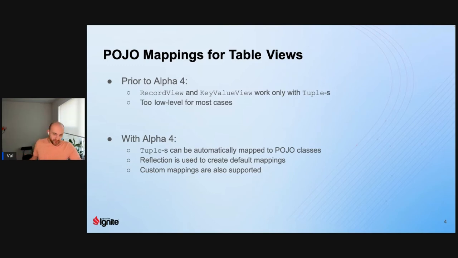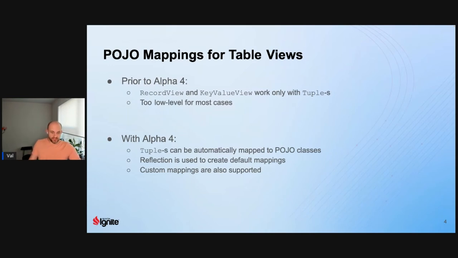And it works, to a certain extent, but obviously it's not very convenient because applications typically work with business level entities like POJO classes in Java, for example, or something similar in other platforms. So the API that we had prior to Alpha 4 is just too low level for most cases. And what we added on top of that is the ability to map those tuples automatically into your POJO classes. So you don't actually have to do those manual manipulations.